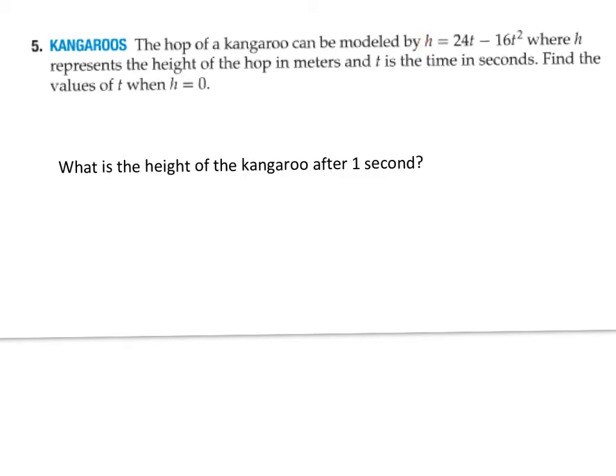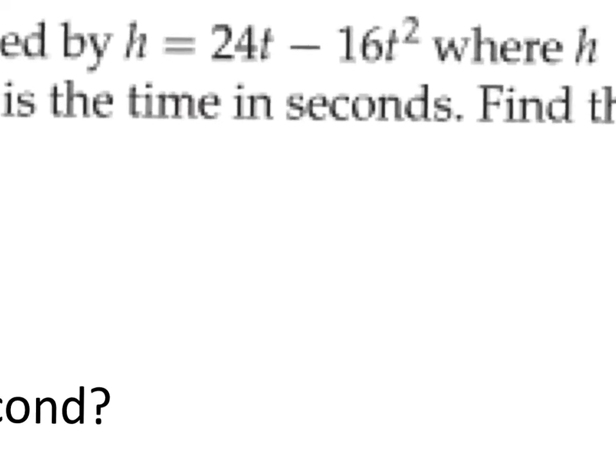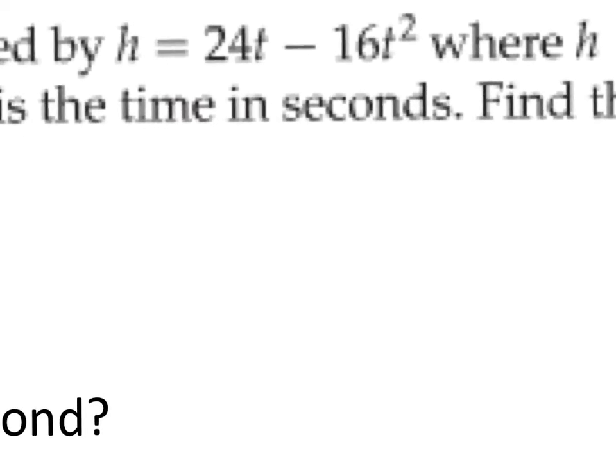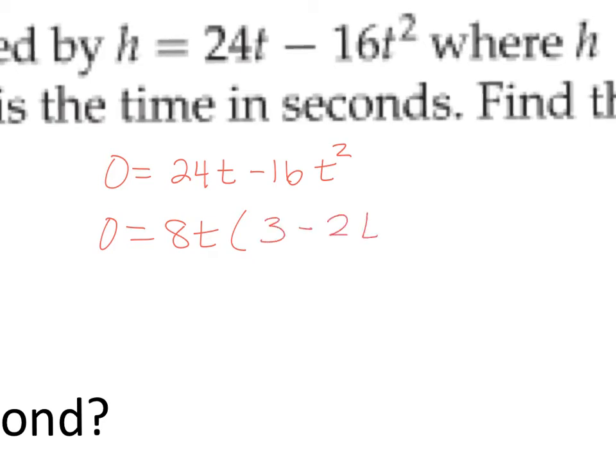Okay, I'm going to kind of zoom in here. So using our equation, we're going to have 0 equals 24t minus 16t squared. Okay, so now you're still pulling a GCF. So it looks like an 8 and a t would come out, and you'll have 3 minus 2t left. Okay, so now set each part equal to 0. And solve. So now t equals 0 on this guy.